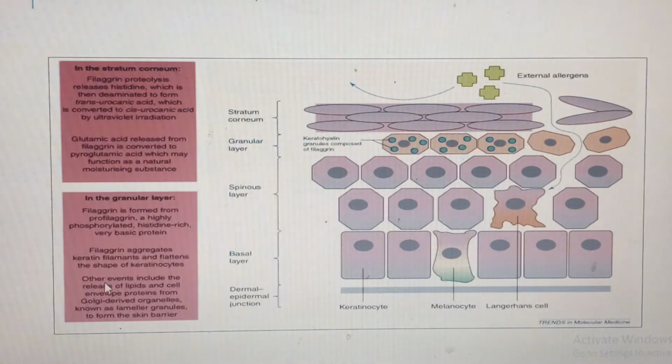Now, one other thing you have to know is that other events include the release of lipids and cell envelope proteins from Golgi-derived organelles, known as laminar granules, which will form a very important skin barrier. So in the granular layer, apart from forming filaggrin, we form these laminar granules, which are very important in becoming the skin barrier.